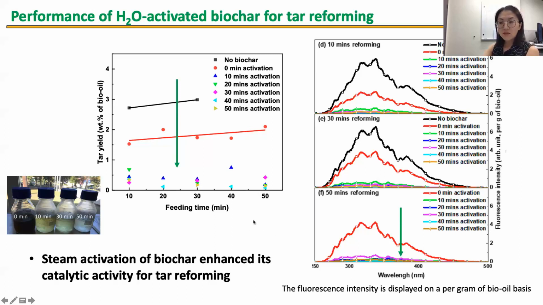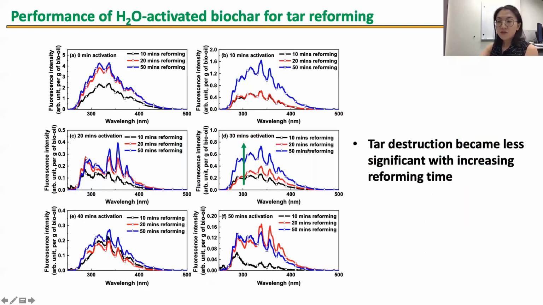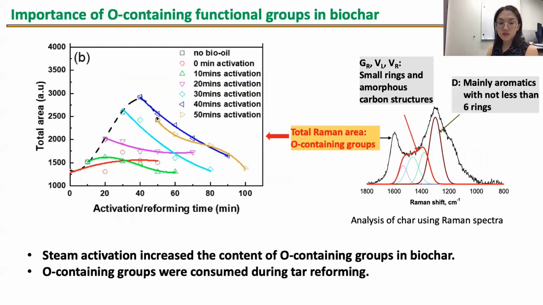We know catalysts can be deactivated with the reaction time prolonged. So it's the same situation with biochar. When you look at the fluorescence intensity with the increasing reforming time, it increased, indicating the biochar became less active and became deactivated. This could be caused by coke formation on biochar, as well as structural changes of the biochar in the process. So we analyzed the structural changes of biochar.